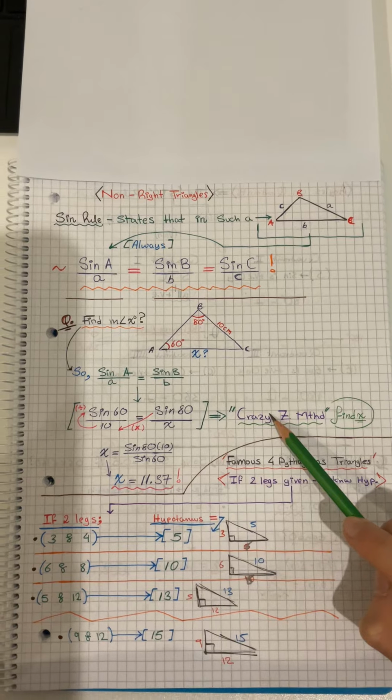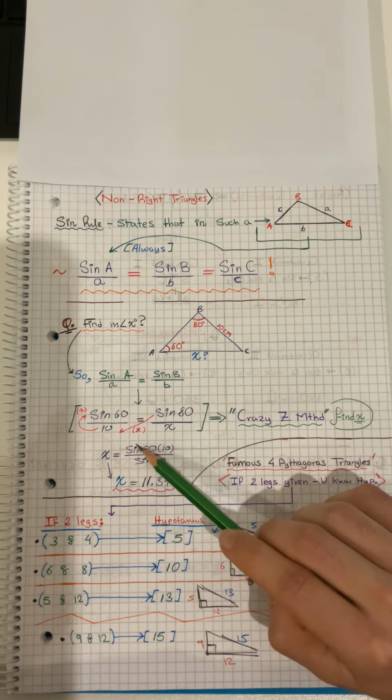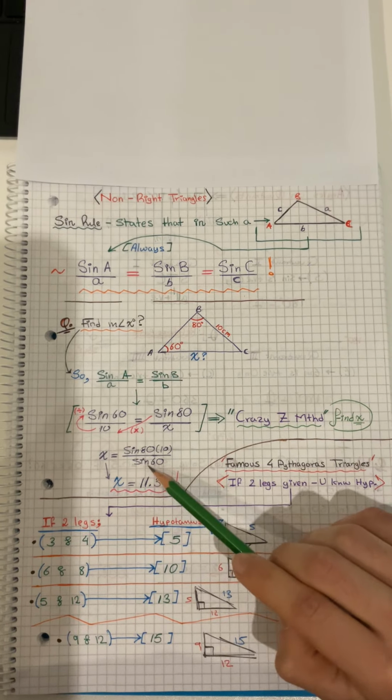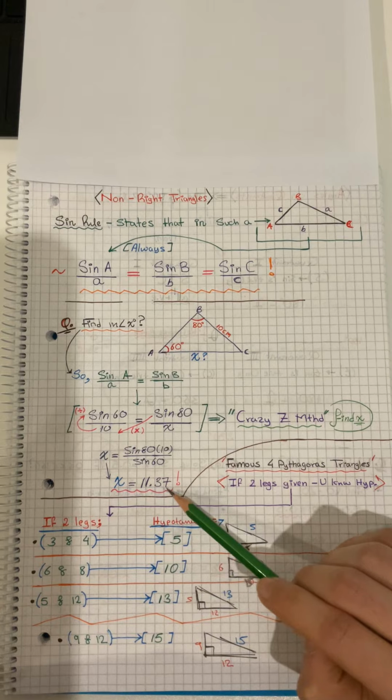We're going to use the crazy Z method, okay? Multiply sine 80 by 10 divided by sine 60. So sine 80 times 10 over sine 60. Since it's an equality, we can use this ratio method, and we're going to get 11.37.